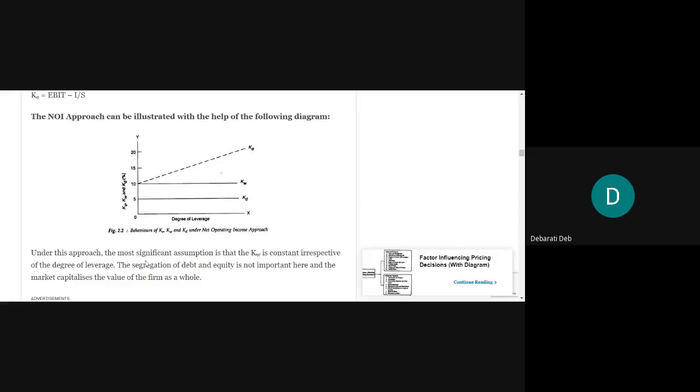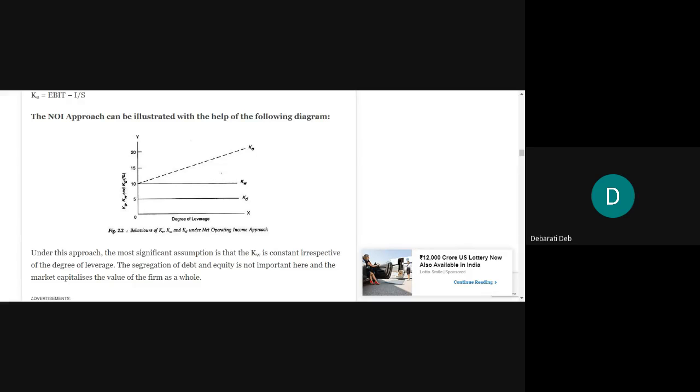So if it is a constant, it has to be a straight line, right? Now it will be parallel to which axis? It will be parallel to the axis on which you have plotted the degree of leverage. So suppose we have plotted the degree of leverage on the x-axis. That means the overall capitalization rate, that is KW, will be parallel to the x-axis.